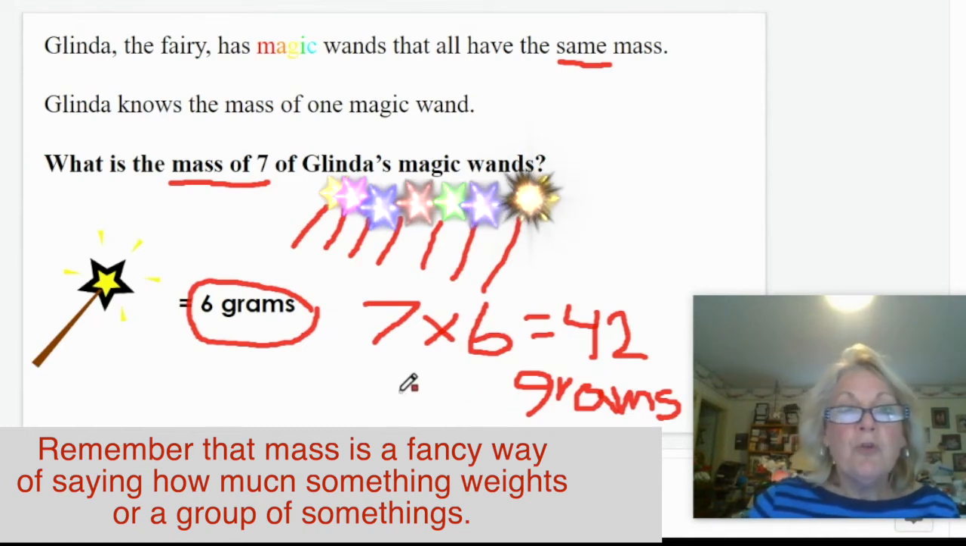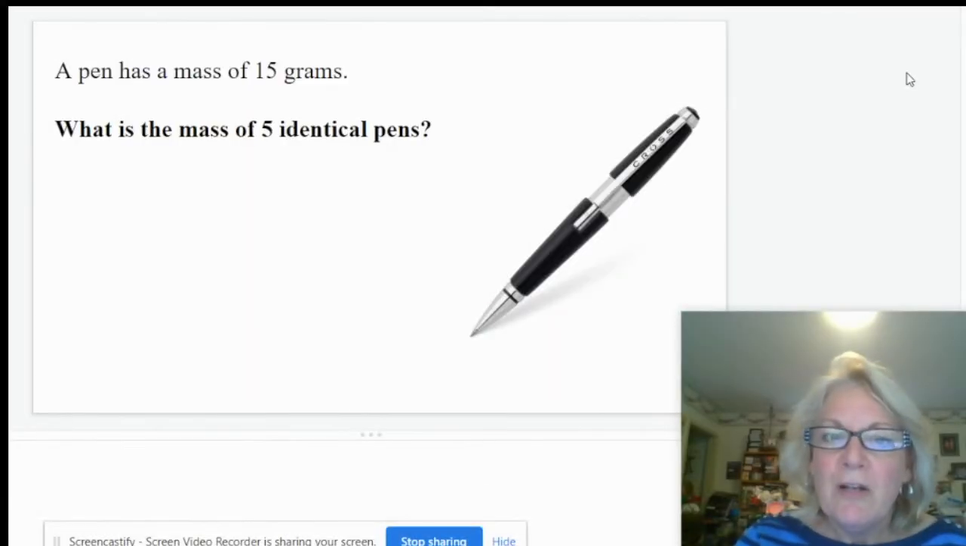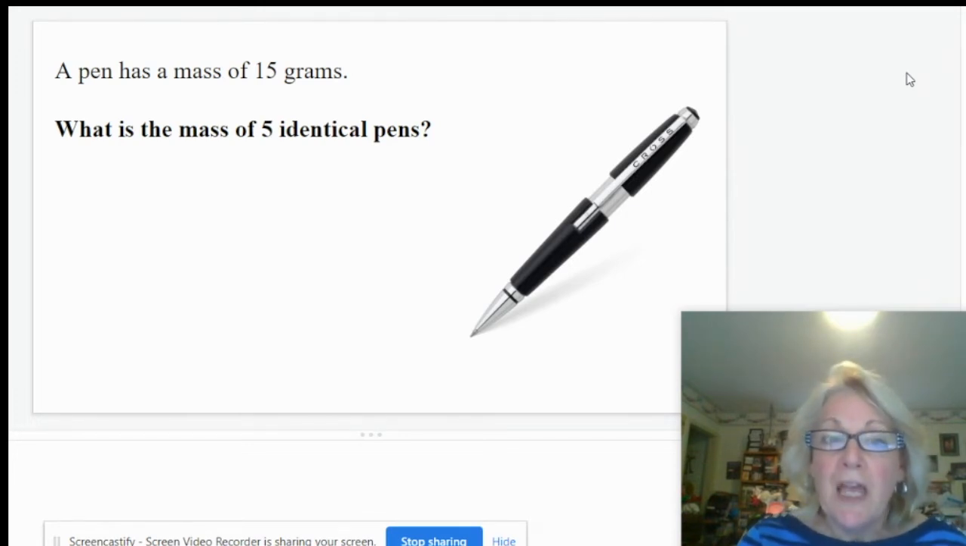So next, can you go get a piece of paper and a pencil? Because next we'll be doing a we do together. Thank you. Welcome back, third graders. Hopefully you had time to get a paper and a pencil so that we can do this we do together.